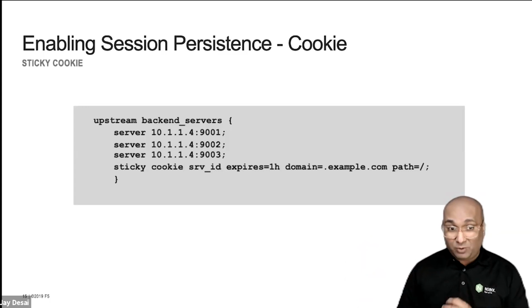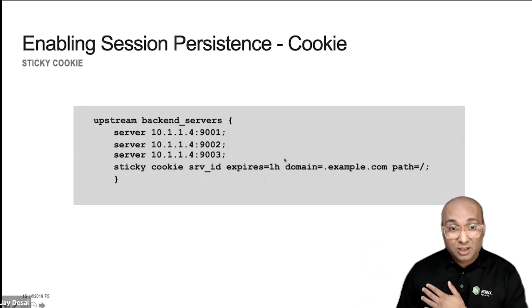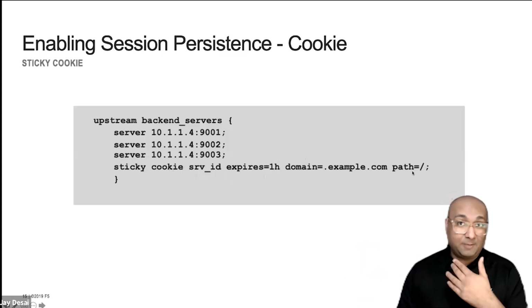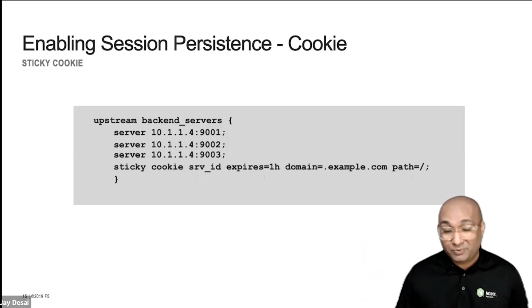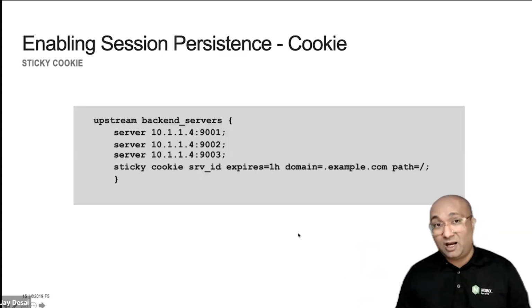So in this example, what you see out here, we're setting a sticky cookie with the name of SRV_ID, and we've defined a few optional parameters: the expiry, in this case 1 hour, the domain it applies to, and the path you want to consider. The expiry, the domain, and the path are optional parameters.